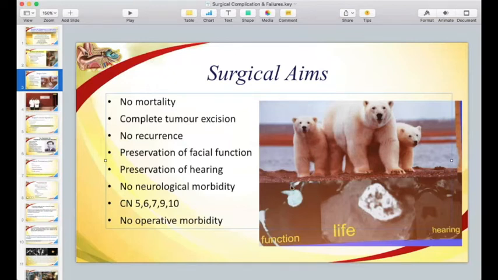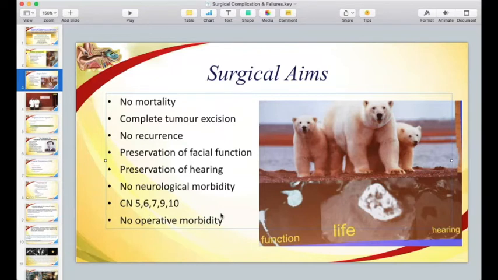Aim of all is the same: no mortality, complete tumor excision, no recurrence, preservation of facial function, preservation of hearing, no neurological morbidity, no cranial nerve involvement, and no operative morbidity. All surgical aims, isn't it? But that is what we are expected to do.